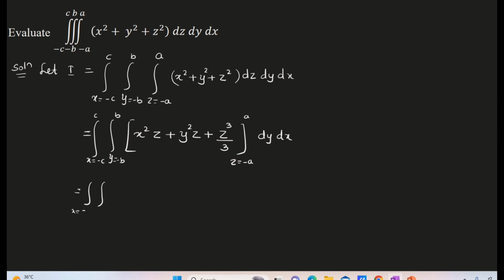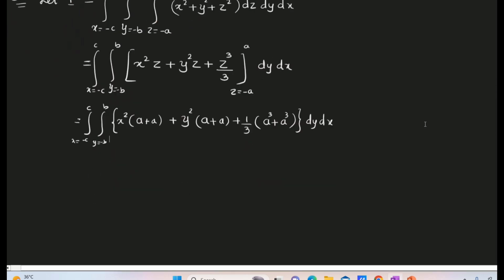Here x goes from minus c to plus c, and y from minus b to plus b. Now substitute the upper and lower limits. x square stays as it is, multiplied by z: upper limit a minus lower limit minus a, so it becomes plus a, that is 2a. Plus y square, same, we have z as a plus a. Plus 1 by 3 z cube, so it is a cube plus a cube, into dy dx.